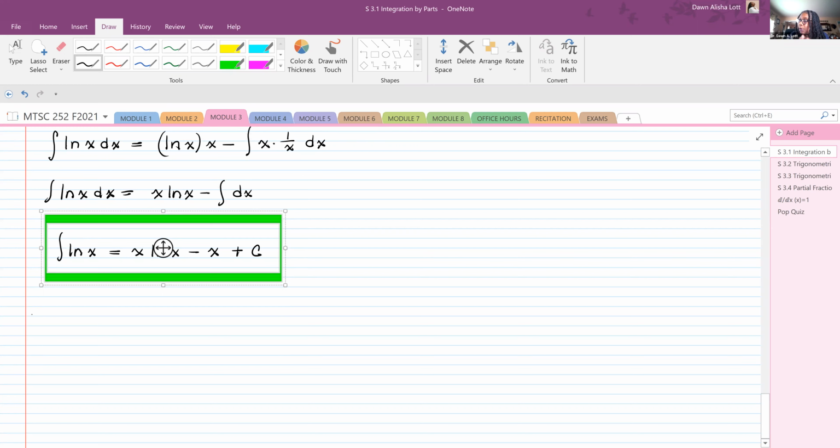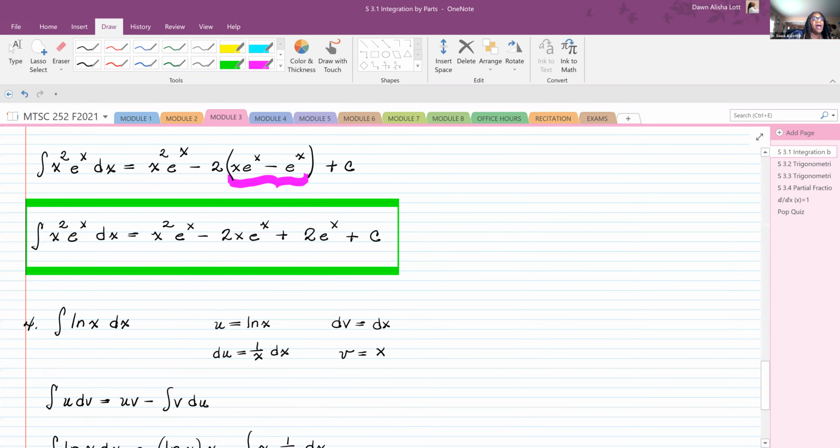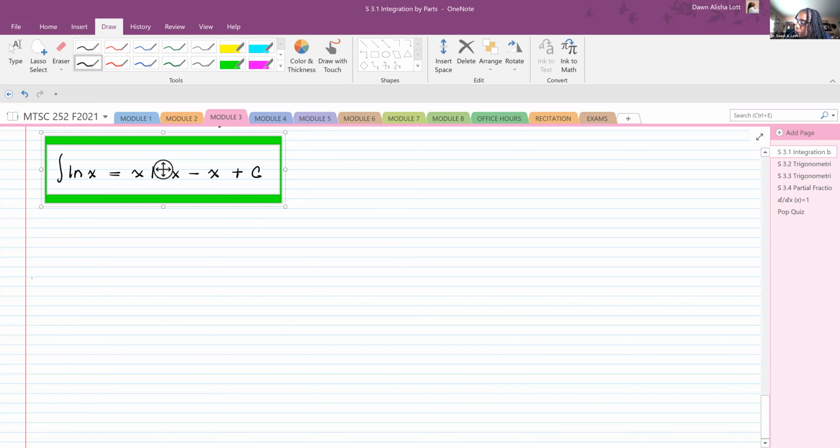I'm not going to do this problem, but suppose I gave you this one, number 5. How many times am I going to have to do integration by parts? Do you have to do it 3 times? Exactly. So it all depends on the exponent of the x.